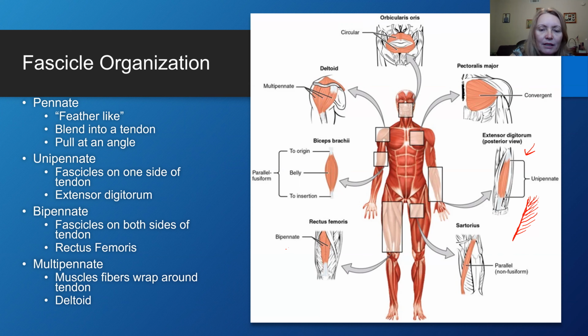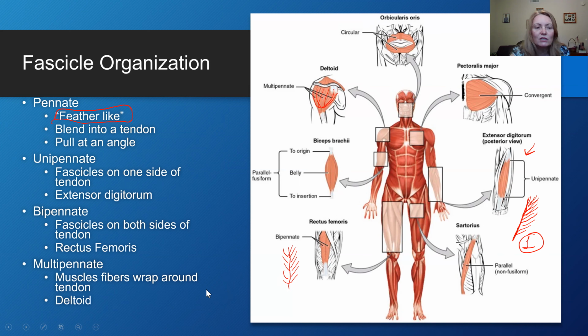Or it can be bipinnate, like rectus femoris, right? So here's the tendon and here are the fascicles on both sides. See, it does look like a feather. Or it can be multipinnate, like a deltoid, right? So here's your tendon and you have fascicles coming from all directions, and that allows you to pull at an angle, instead of just simple straight flexion. So unipinnate has fascicles on one side, so it's right there. This is unipinnate.